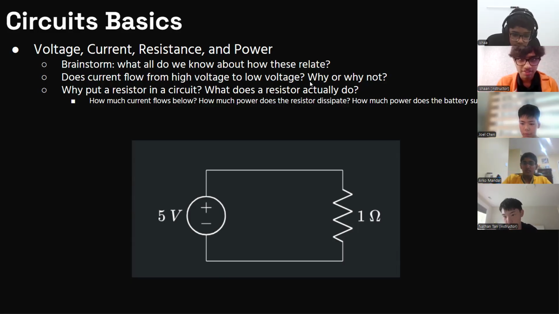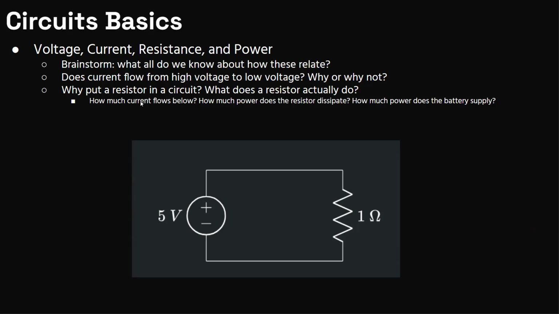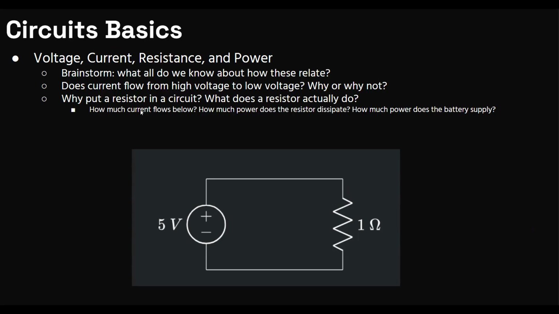Okay. I can see there's a lot of answers in chat already for this one. We have a circuit with a resistor, and how much current flows through it? Everyone is saying 5 amps. You have a 5-volt battery, it's resisted by 1 ohm. V equals IR, 5 over 1 equals 5 amps. So that's indeed correct.